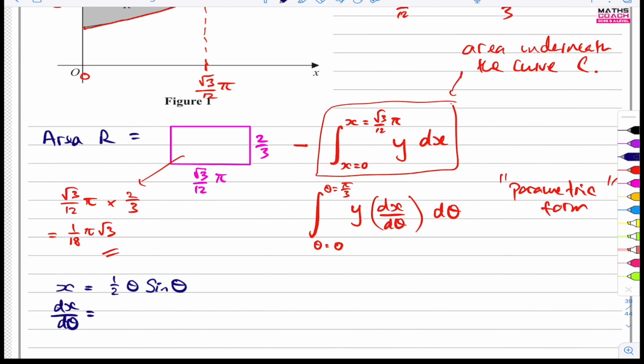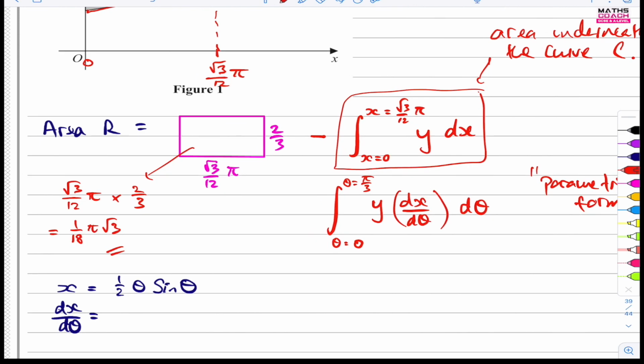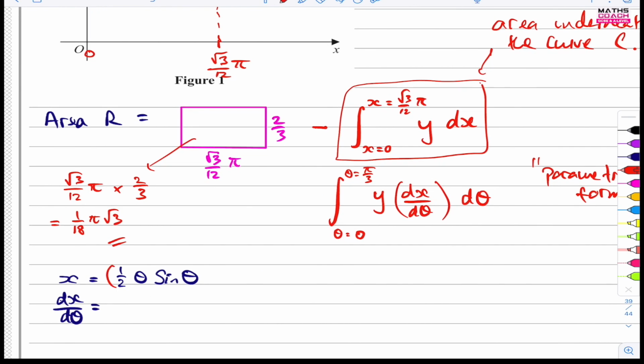And if you look at the function for x, it has two variables. It's a product of two functions, so we have to use the product rule for differentiation here. So make the half theta our u and the sine theta our v. Then if you differentiate uv, you would get u dash v plus u v dash.